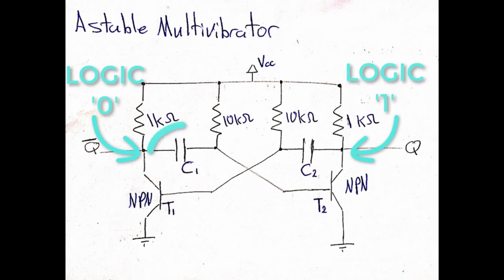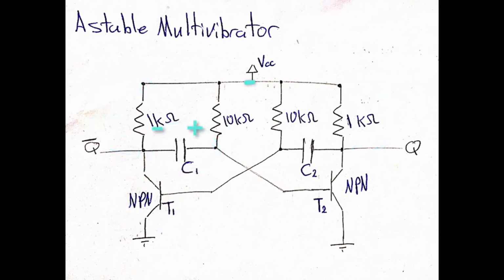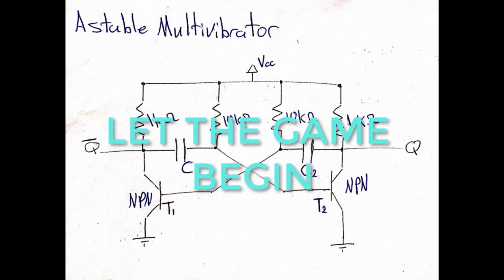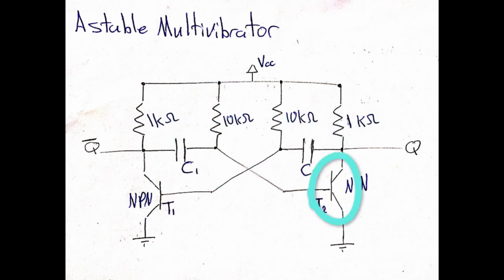Okay, now this capacitor will start charging until it reaches the right-hand side transistor on voltage, which is typically 0.7 volt. Now let the game begin. When the right-hand side transistor is turned on, the terminal Q is shorted to ground. At this instant, the left-hand side transistor will be driven to ground, leading it to be turned off.